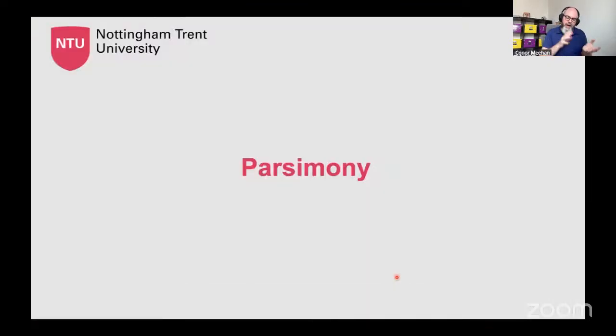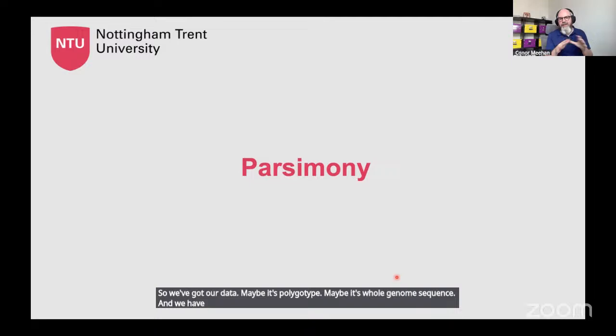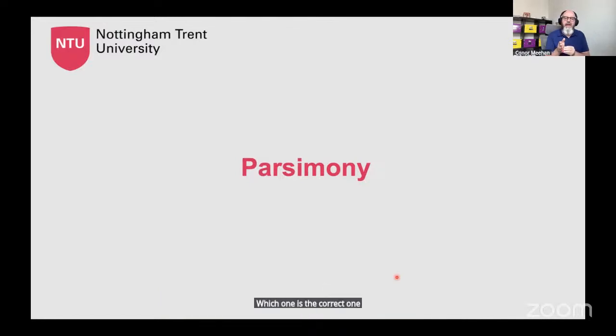So we've got our data, maybe it's oligotype, maybe it's whole genome sequence, and we have decided that we want to build a phylogenetic tree of that. And then you read all these papers and people are talking about parsimony and distance and MSTs and maximum likelihood and Bayesian and all these different things. And how should you pick which one is the correct one for your data? That's what I'm going to focus on for the rest of the talk.